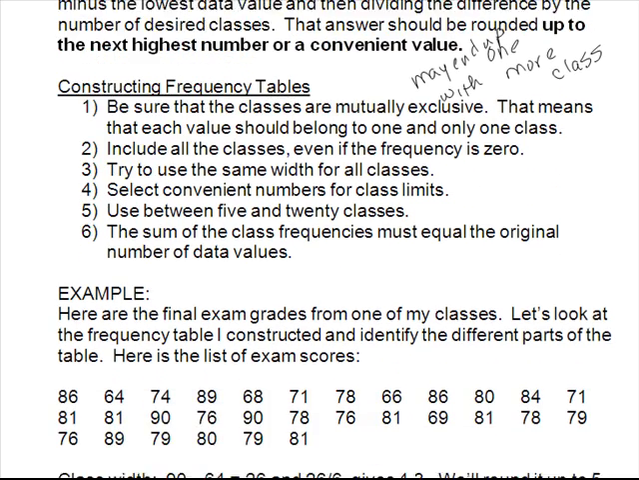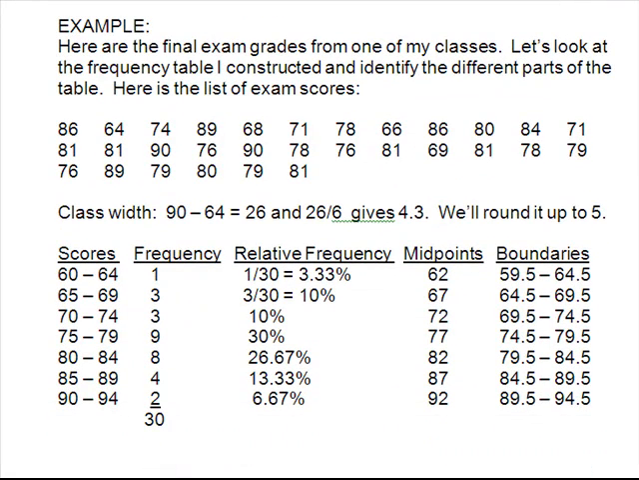Okay, so I have constructed a frequency table of final exam grades for one of my classes. And I have the numbers listed here, starting with an 86 and ending with the 81. And what I did was I located the highest score, which was a 90, and the lowest score, which was a 64. And I took the difference between those two. I got 26. I decided I wanted about six classes, so I got 4.3. And when I looked at 4.3, I figured the most convenient number to work with would be 5.